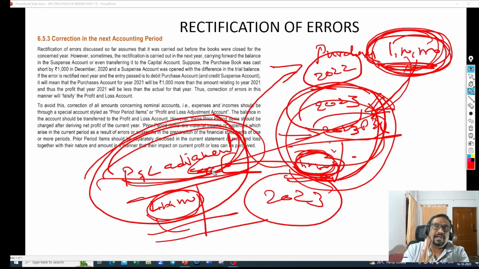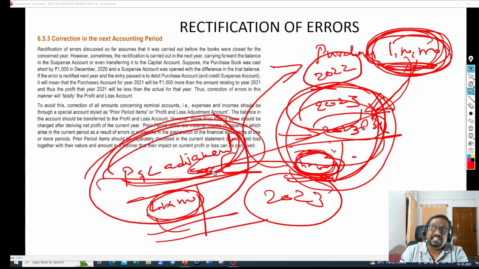Whether it has a small impact on the profit and loss account or a big impact on the profit and loss account, that can be assessed, or that can be called material impact. To what extent this error has an impact on the 2023 profit and loss account, that is called materiality of the error. Materiality of the error is nothing but identifying whether that error which is identified in 2022 has a major impact in my current year profit and loss account, or it has a minor impact on my profit and loss account. That has to be decided.